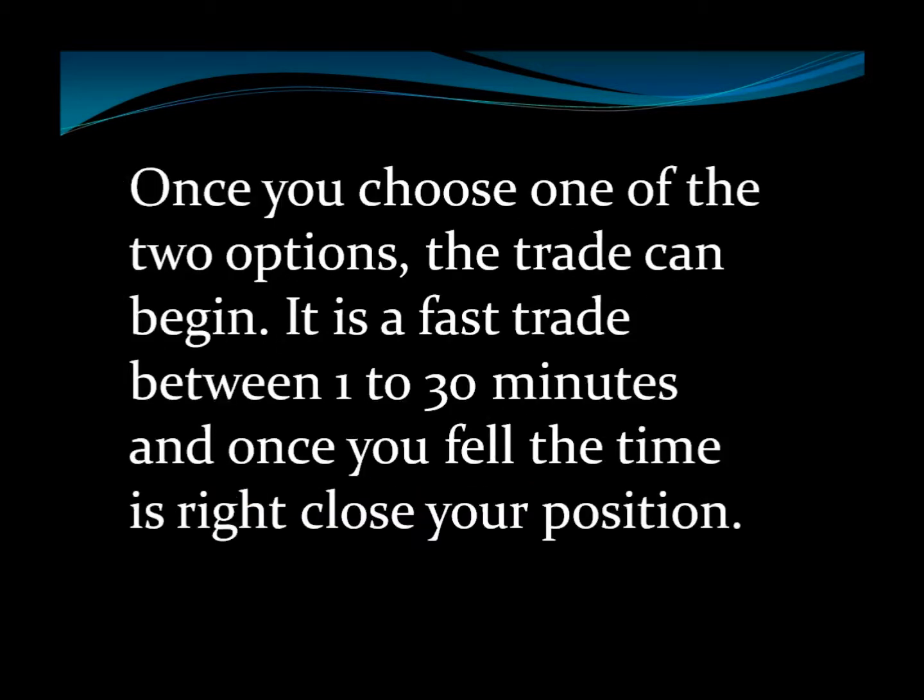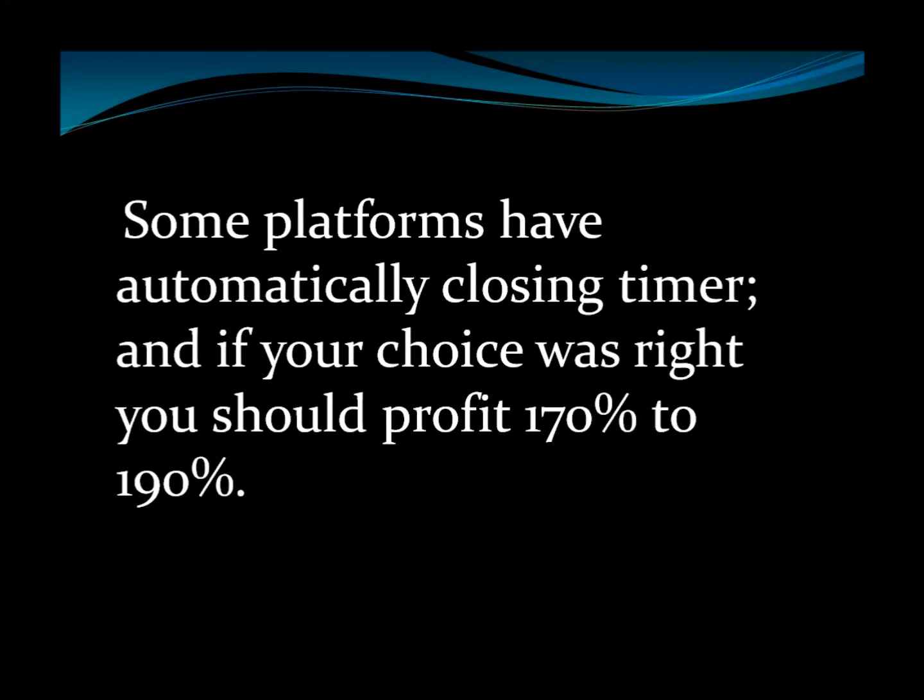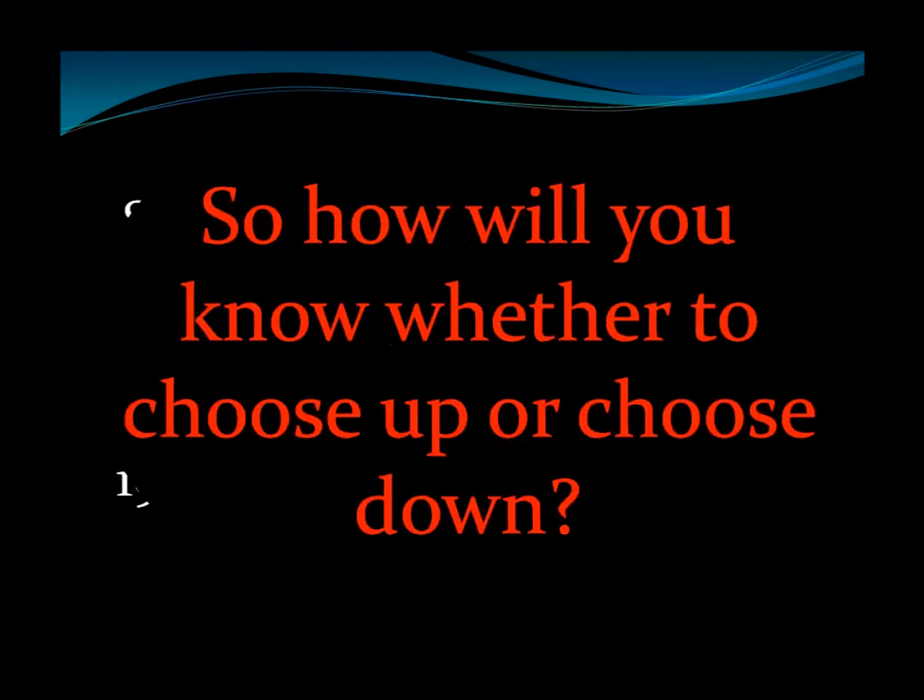Once you choose one of the two options, the trade can begin. It is a fast trade between 1 to 30 minutes. And once you feel the time is right, close your position. Some platforms have an automatically closing timer. And if your choice was right, you should profit 170% to 190%.